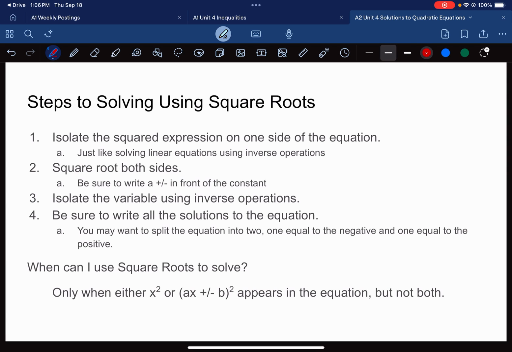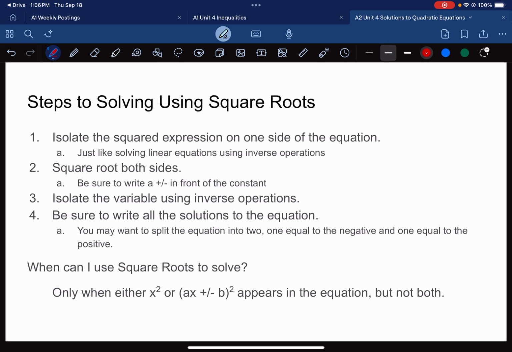Okay, so steps to solve using square roots. You have to isolate the squared expression on one side of the equation. Just like solving linear equations, you're just going to use inverse operations. You may add or subtract terms. You may multiply or divide by terms. What you don't want to do is, if you see parentheses with a square, you don't want to multiply that out. You want to leave that alone.